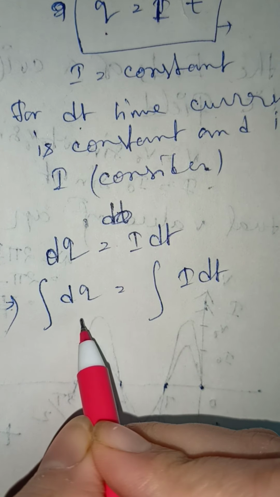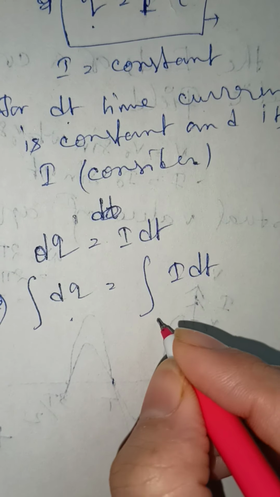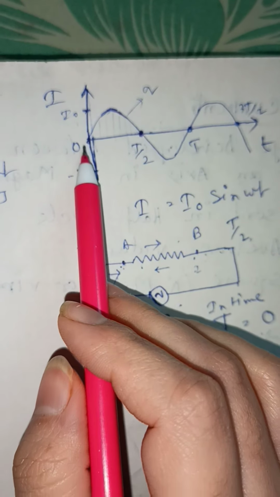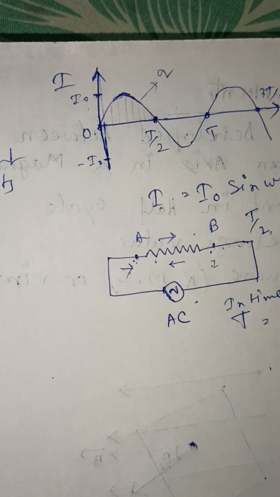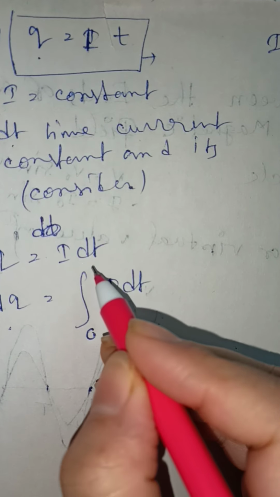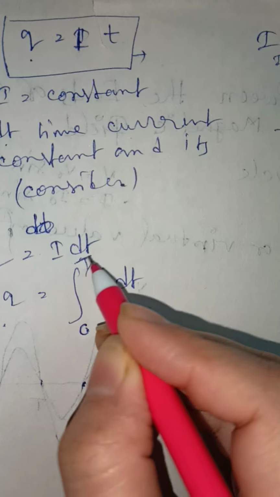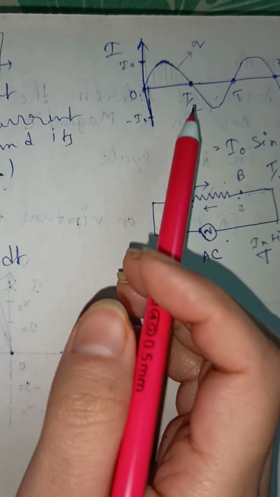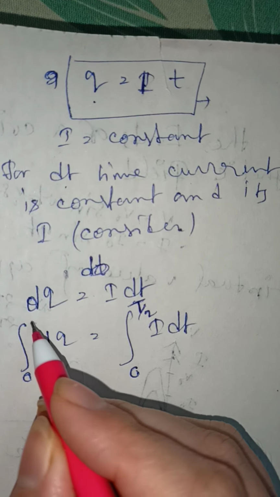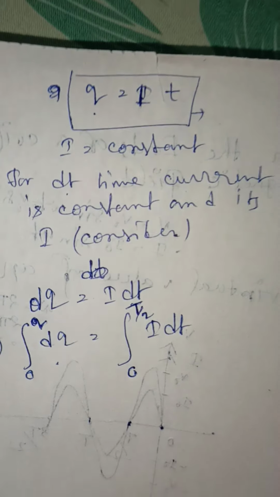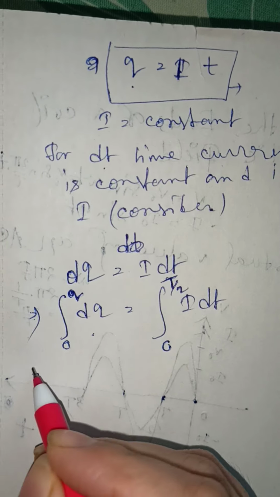Now what about the limit? Suppose when t equals 0, then the charge is also 0. That is the initial condition: when t equals 0, no current flows through this circuit, so charge equals 0. When t equals T by 2, the charge flowing through this circuit is maximum, which is suppose small q. This is the total charge. So just integrate this.